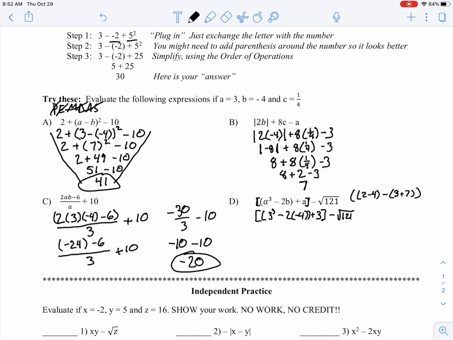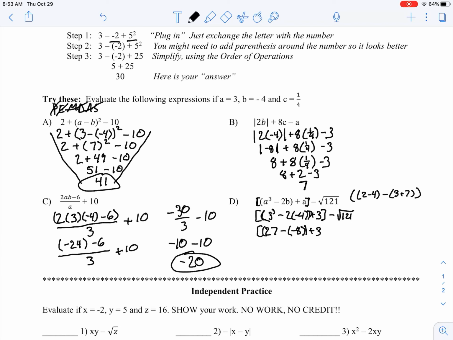All right, so we dive into the brackets because that's a grouping symbol, and now we've got a grouping symbol within that. So here in this set of parentheses, I need to follow order of operations all over again. So I'm going to do this shortcut style here. So we've got 3 cubed is, oops. All right, try this again. 3 cubed is 27, and minus negative 8 from multiplying that, and plus 3.